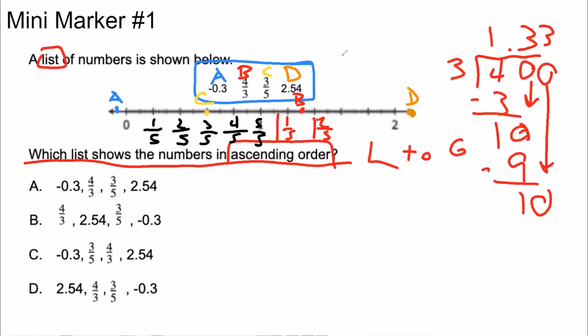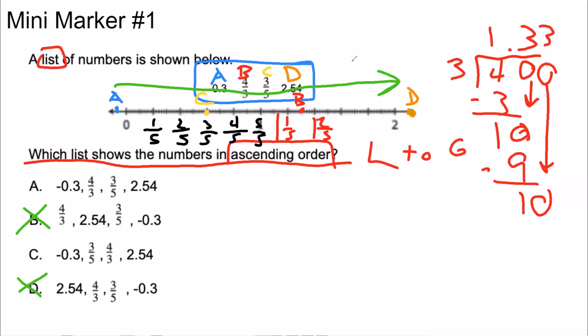Now let's start eliminating our answer choices. When we look at our answer choices, I want to eliminate any answer choice that does not begin with -3/10, because we'll be looking at our number line going left to right. Okay, so I'm going to eliminate answer choice B, and I'm going to eliminate answer choice D.